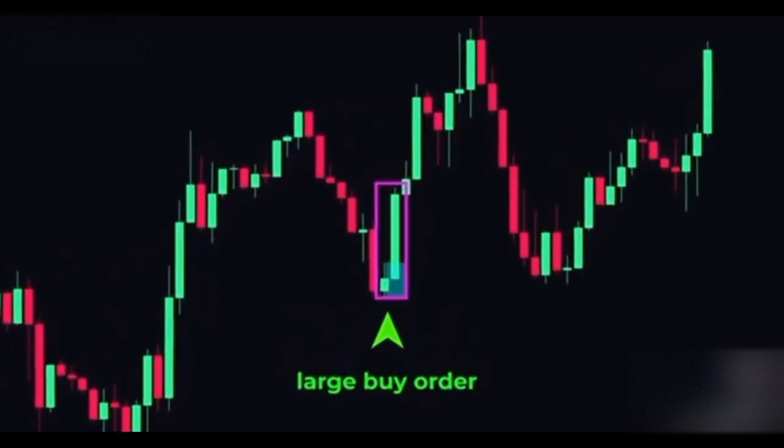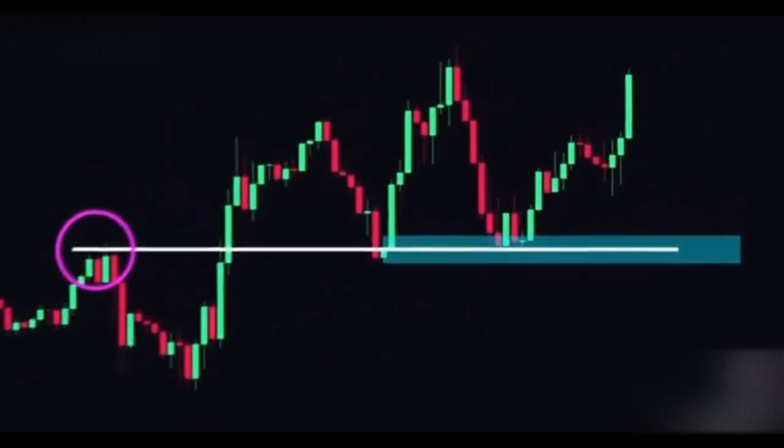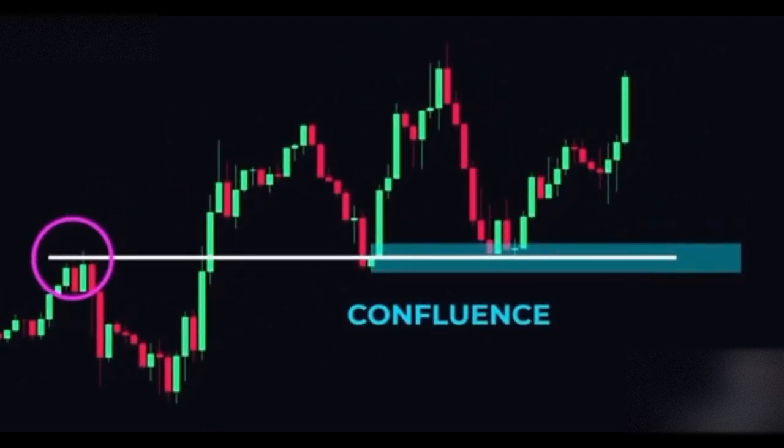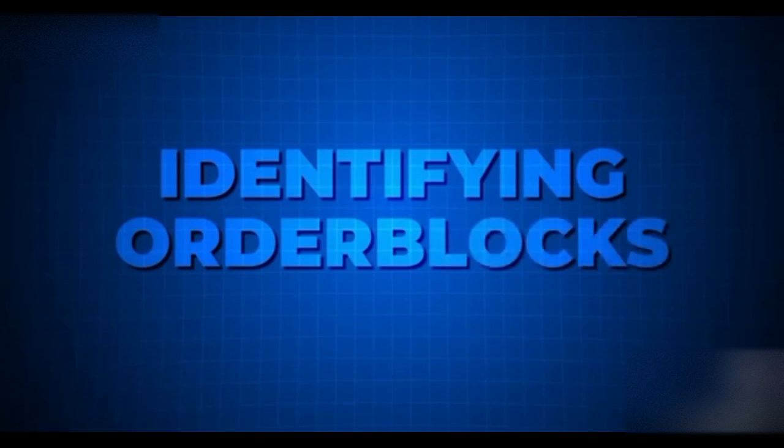For example, if an order block forms while the price is also at a resistance level, this is called a confluence. Finding this kind of setup is ideal, as the price has a higher chance of reacting to an area of confluence. Now, before we can trade using order blocks, we need to know how to correctly identify them.